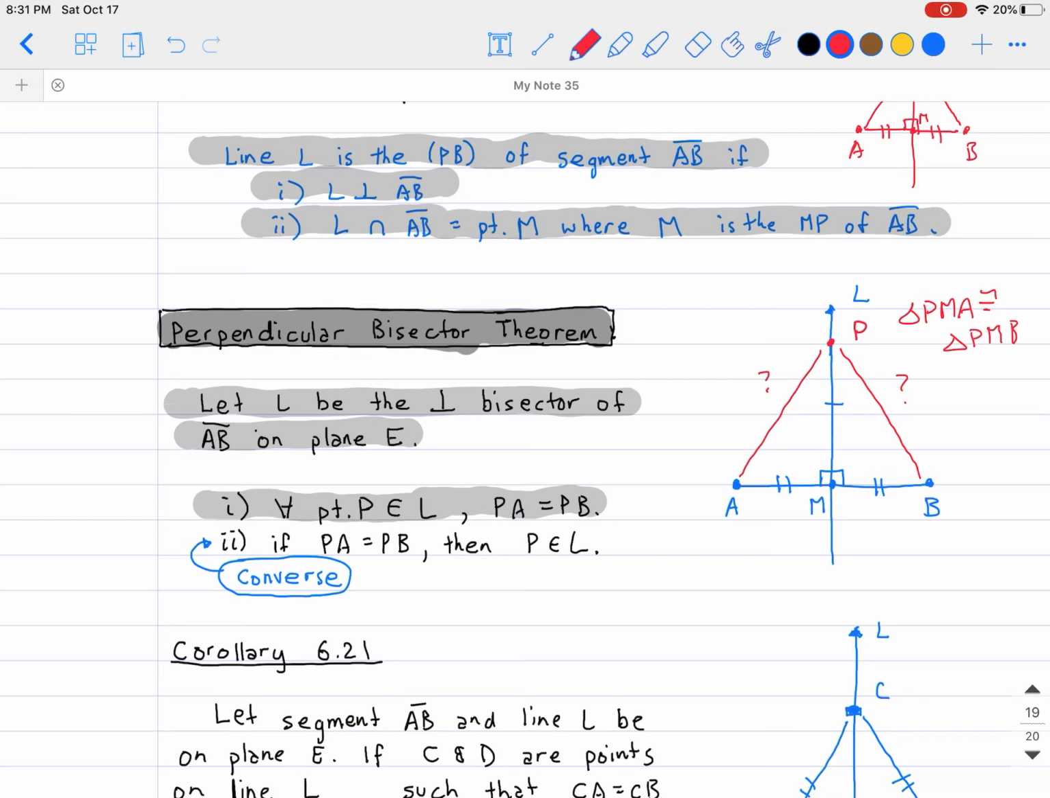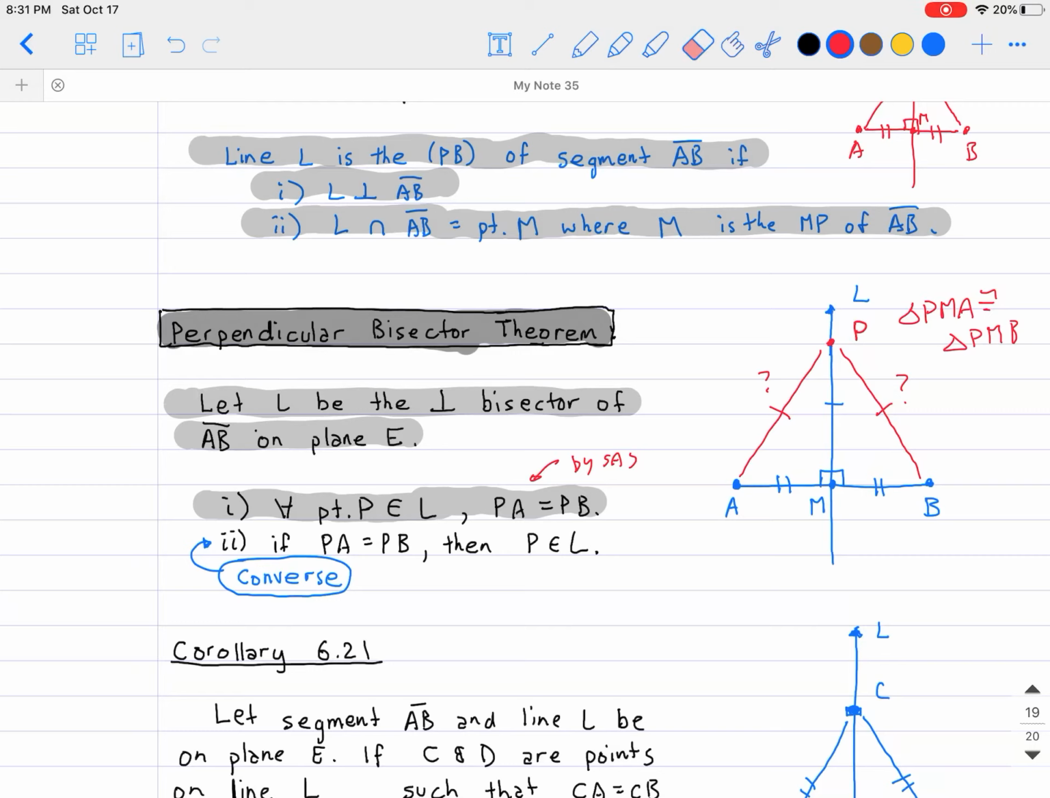And so that means triangle PMA should then be congruent to triangle PMB by SAS and by corresponding parts. Then definitely these two are going to be congruent to each other. Okay, all right, good. So that right there is going to be proved by SAS. So that's the easy one.